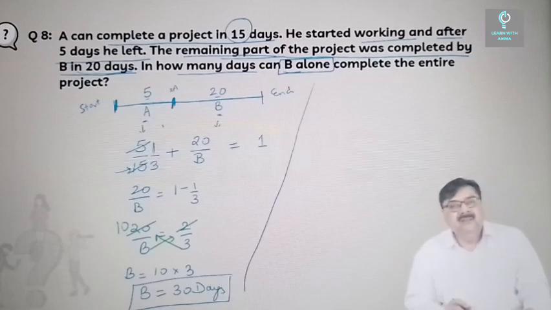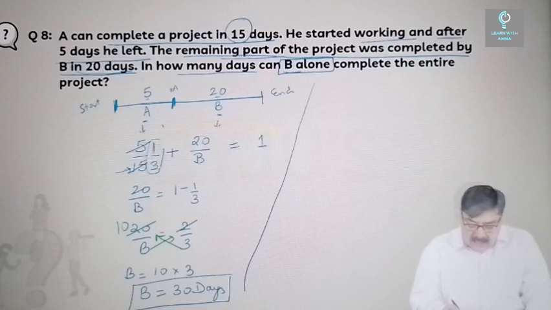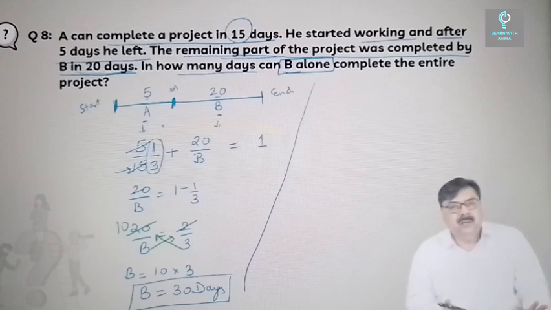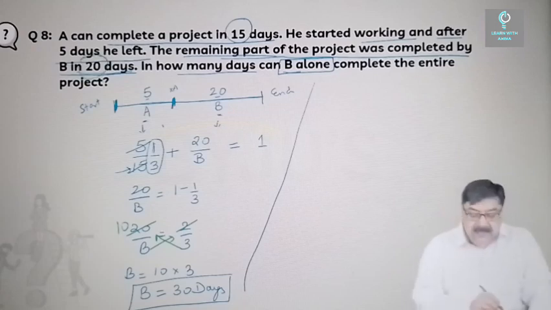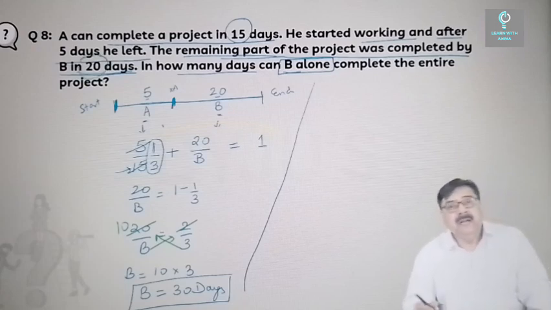There is another way in which we can solve this. See, as it is, you see that A here completed 1/3 of the work. Now, how much part of the project is remaining? 2/3. Who's going to complete this 2/3? B is going to complete this 2/3. And B is completing this 2/3 in 20 days.